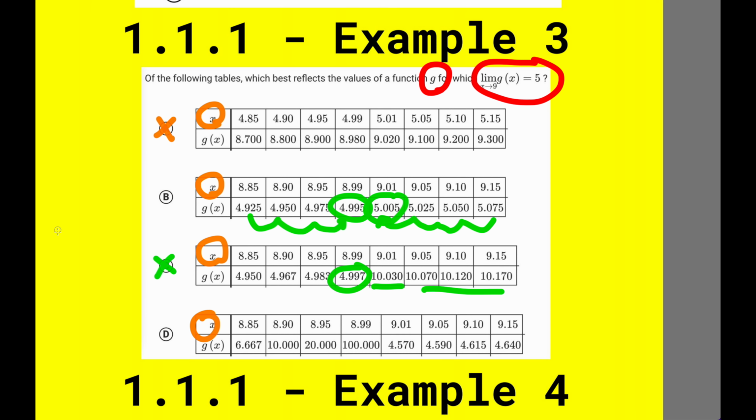The other one is approaching something, like 100. This one's, I don't know, kind of approaching 5. Either way, it's definitely not D. The answer for this one should be B.